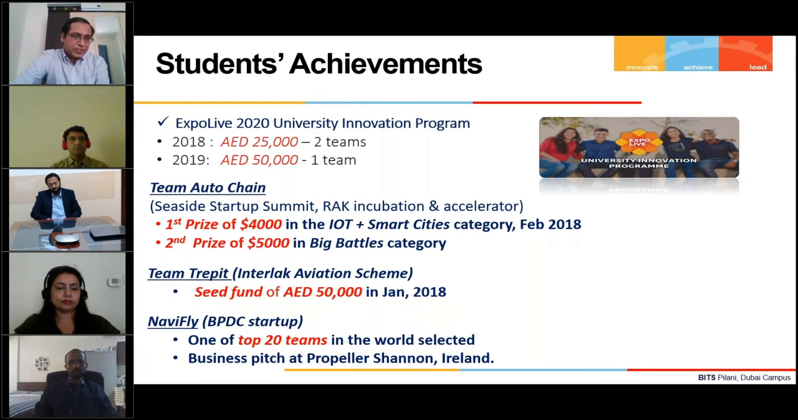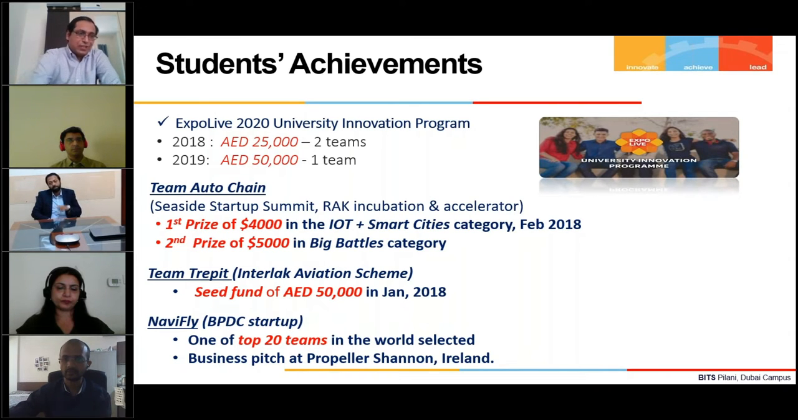Not only do they have innovation aspects, but they also have an entrepreneurial side. Team Auto Chain has earned a first prize and a second prize of $4,000 and $5,000, which you see here, as part of the Seaside Startup Summit in Ras Al Khaimah. We had another team, Trepid, under an Interlac Aviation scheme, that received a seed fund of 50,000 dirhams. And there is another startup called Navifly, a unique BPDC startup from one of our mechanical engineering students. Navifly has been ranked as one of the top 20 teams in the world, and they successfully did a business pitch at the Propeller Shannon in Ireland.